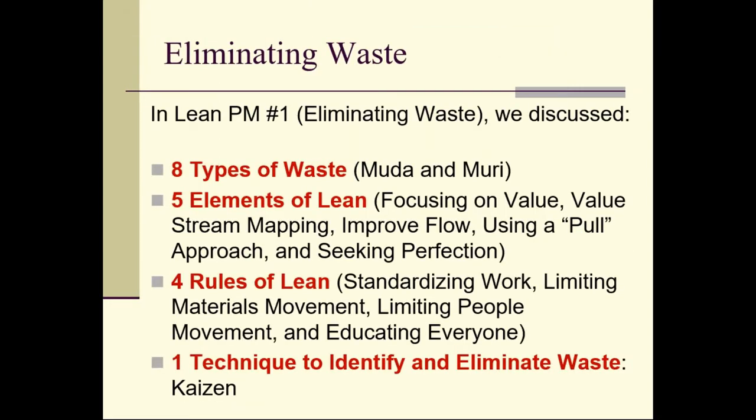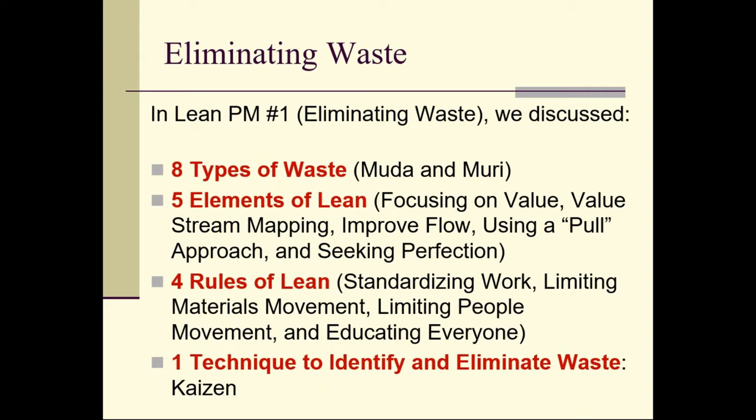So first, let's just recap some of our discussion around eliminating waste. In our first session, we discussed the 8 types of waste. There's one which is called muda, which is waste, and there's another one called muri. These are Japanese terms. So there's all kinds of things that can cause waste in our projects. There are inefficiencies in how we store and move materials. There are inefficiencies in the process itself, duplication and wasted efforts. There are errors as a source of waste.